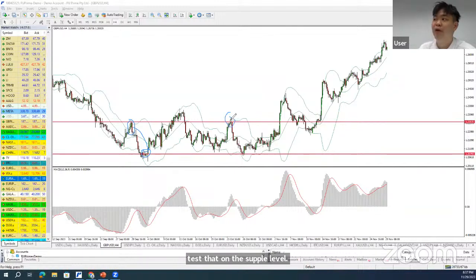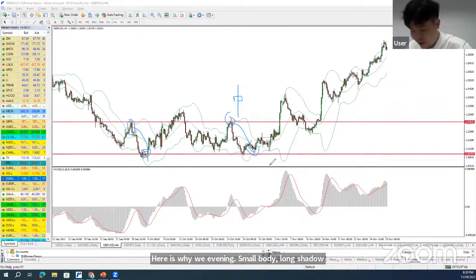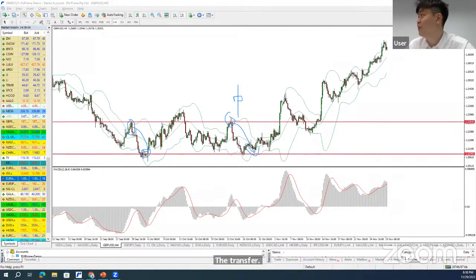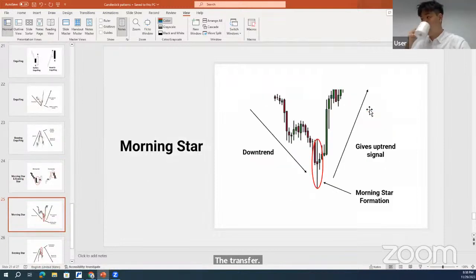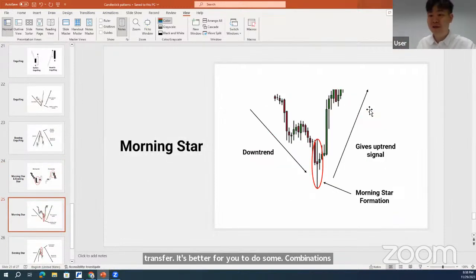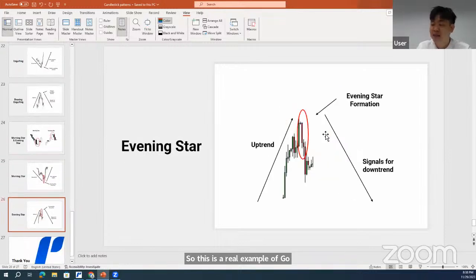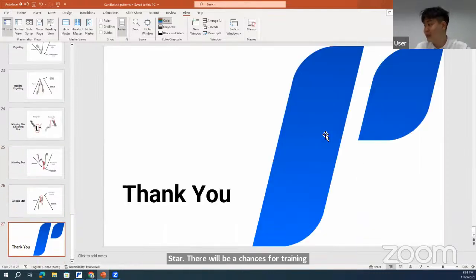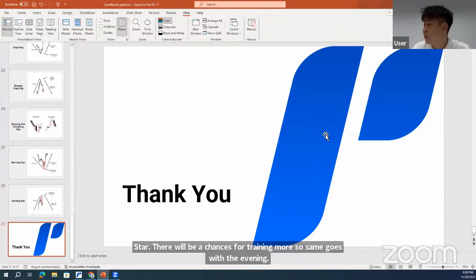Here is what we call the evening star candlestick. Small body, long shadow. After it's formed, it drops back. So this is how we identify the trends. It's better for you to do some combinations. So this is a real example of a morning star. When a morning star is formed, there will be a chance for trend reversal. Same goes with the evening star. So this is all the webinar topics that we are going to discuss today.